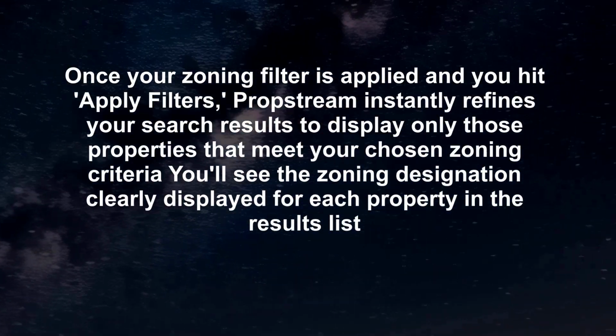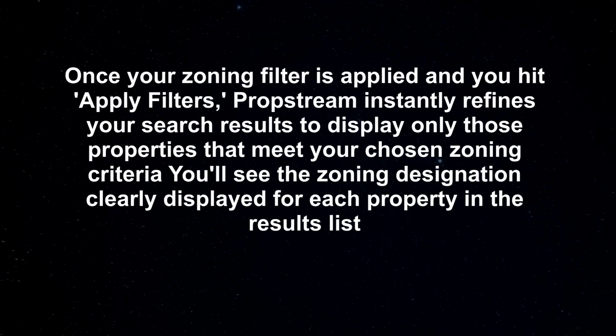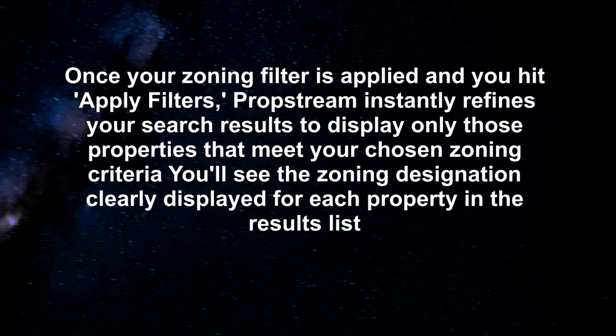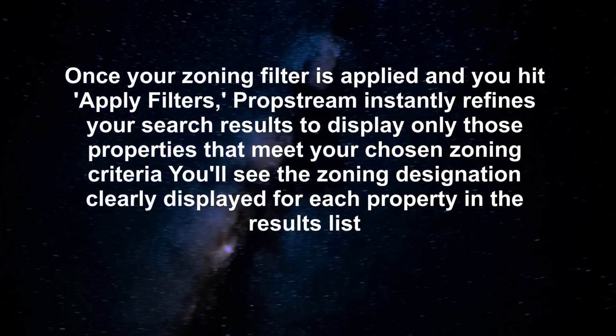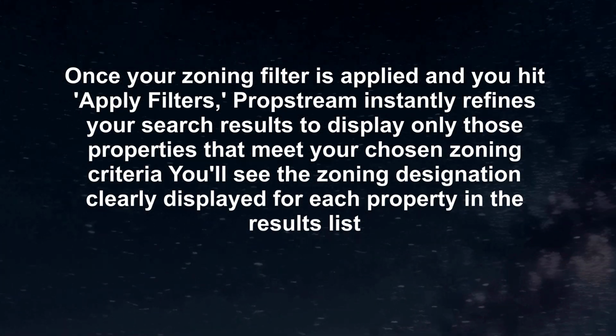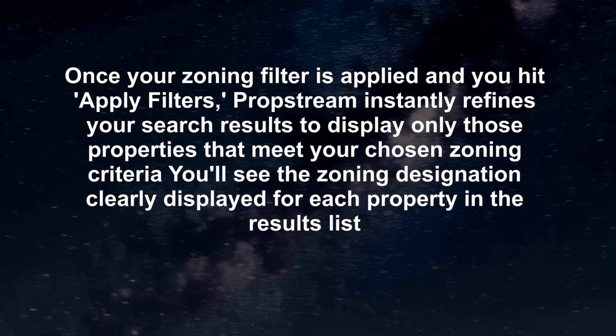Once your zoning filter is applied and you hit Apply Filters, PropStream instantly refines your search results to display only those properties that meet your chosen zoning criteria. You'll see the zoning designation clearly displayed for each property in the results list.